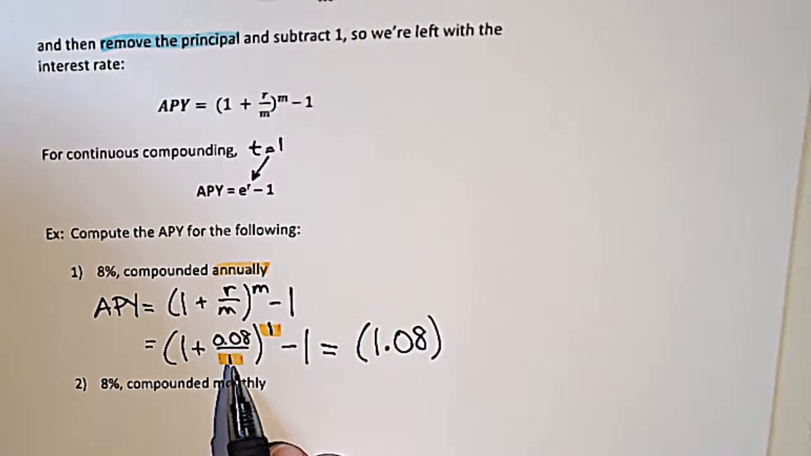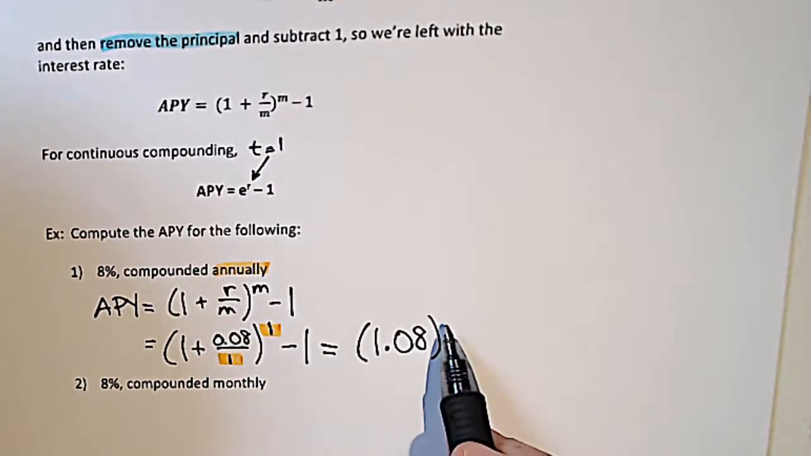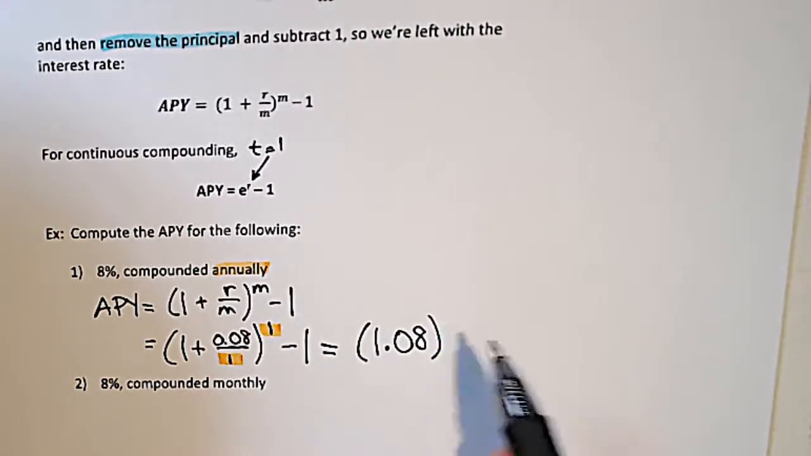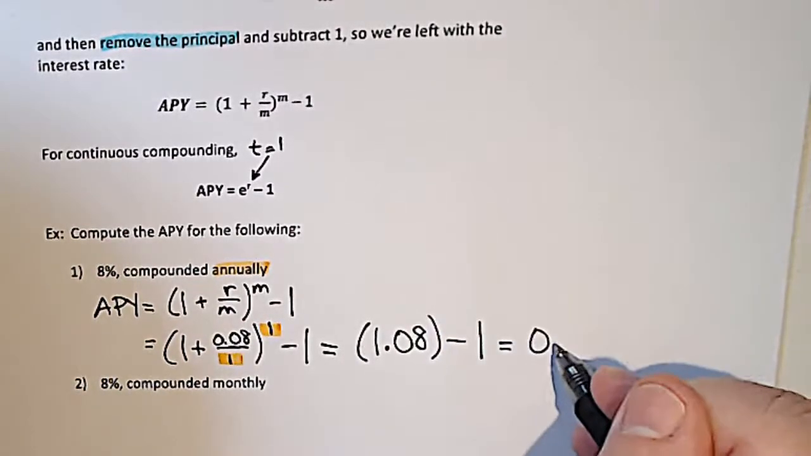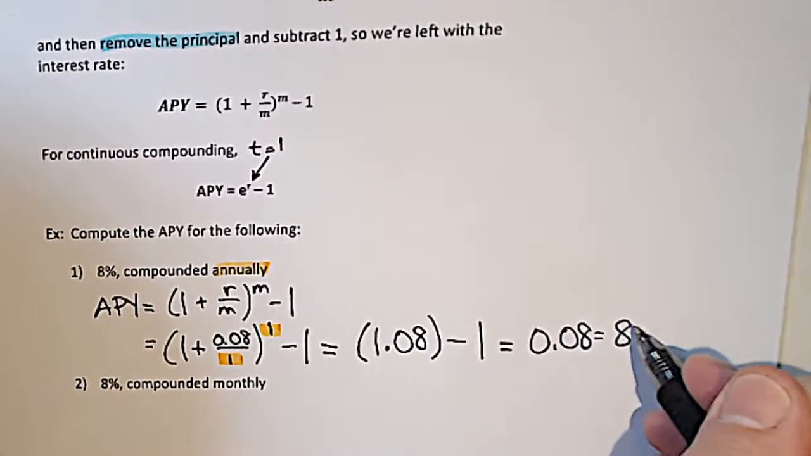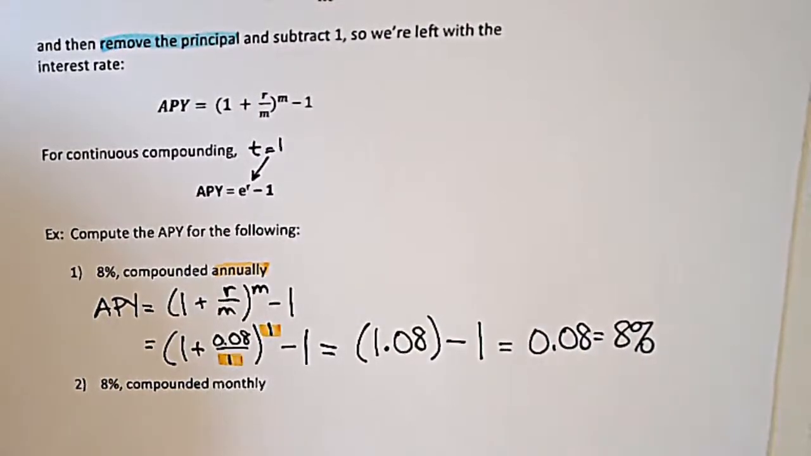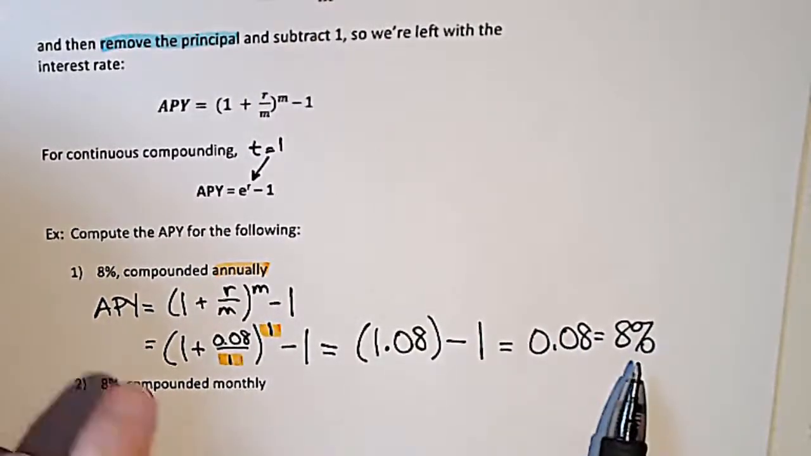Notice because we're dividing by 1, and it's just to the first power, so again, it's just 1.08. And we're going to subtract 1. So we're going to get 0.08, which is 8%. And suddenly you guys are like, seriously? That was a lot of work to end up with exactly the same thing.